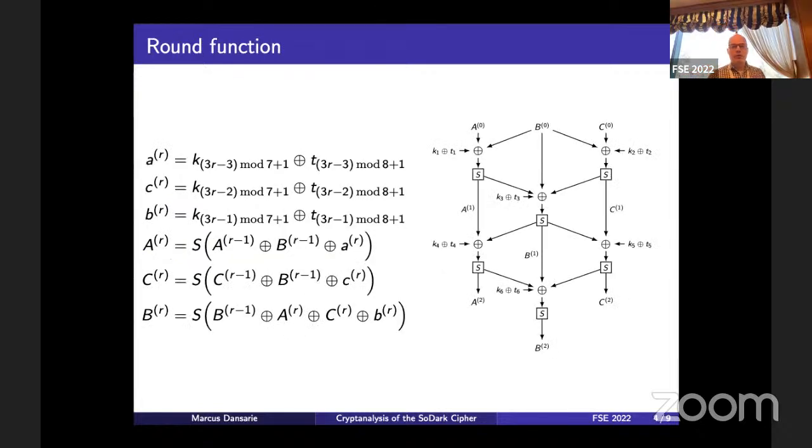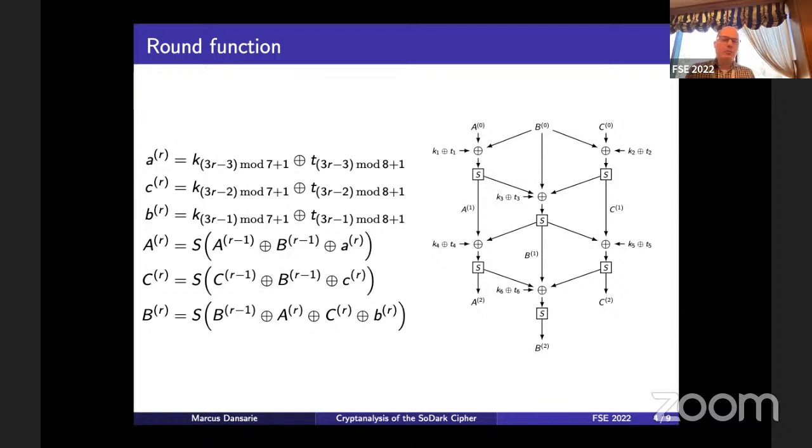And the round function is illustrated by this slide here. The lowercase A, B, and C are the round key bytes, and each round key byte is formed from 1 key byte and 1 tweak byte. And the key and tweak bytes are simply used in succession. So in the first round, bytes 1, 2, and 3 are used, and in the second, 4, 5, and 6, and so on. This means that in every round, only 24 bits of key and 24 bits of tweak are used.